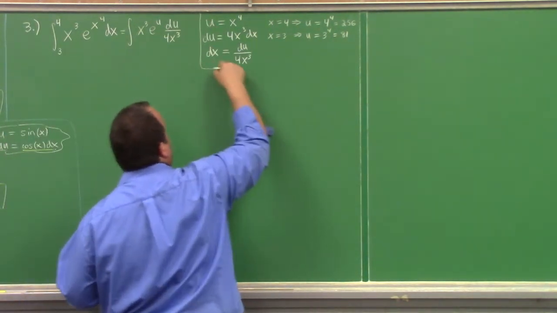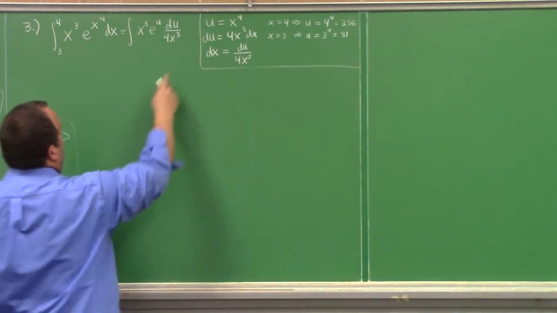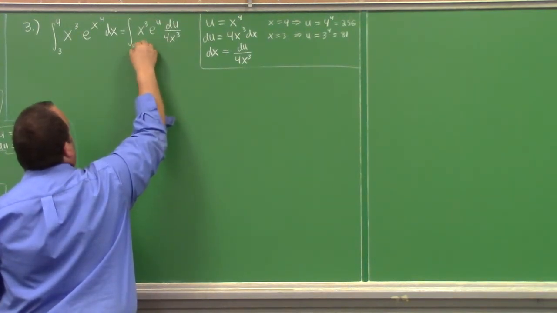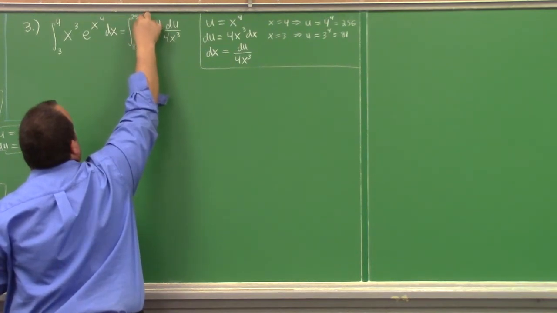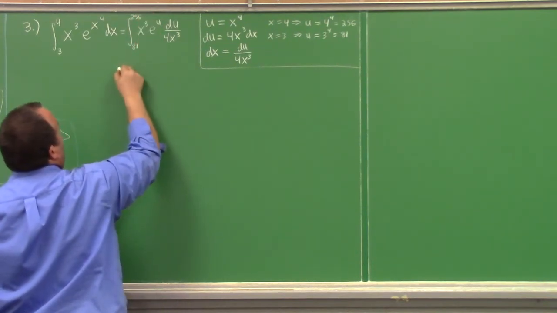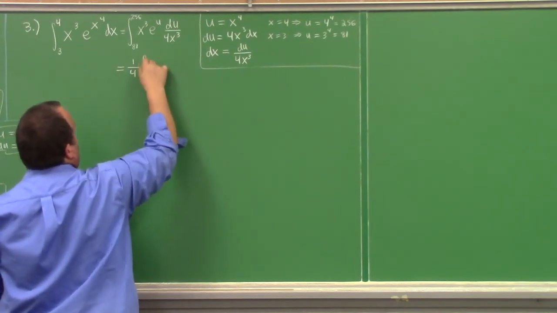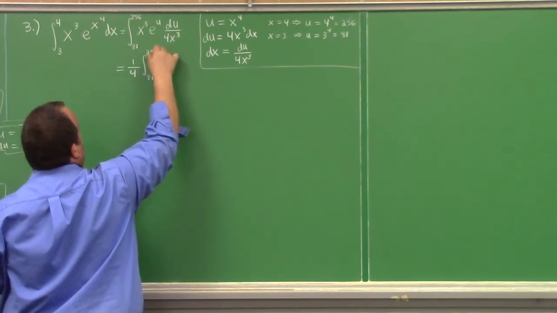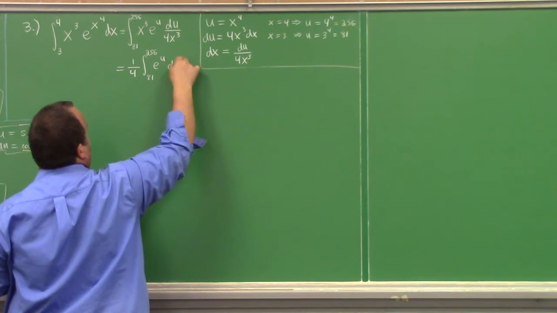So there you go, that's the substitution, right? And put it in practice over here, so I'm going from 81 to 256. And so one more step here. This gives me 1/4 integral from 81 to 256 of e to the u du.